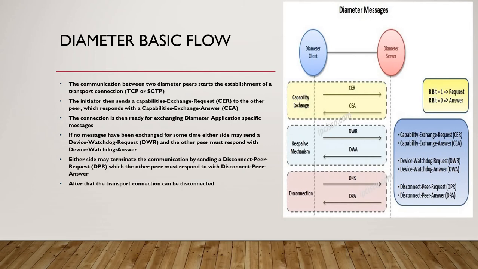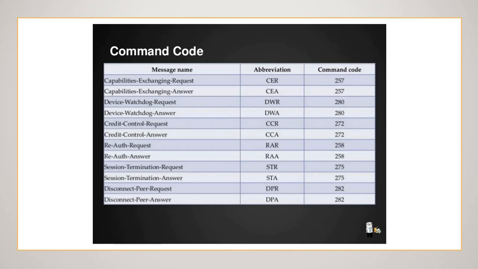Then the last message is the DPR, which stands for disconnect peer request. It is used when the client wants to disconnect the physical connection with the Diameter server, at an application level. So I think this is clear. Let's go to the next one.